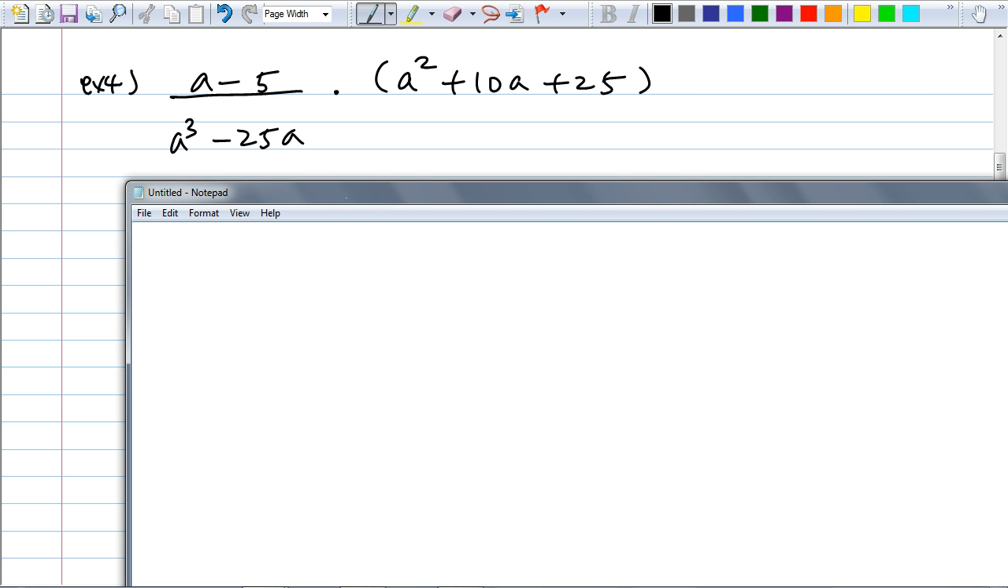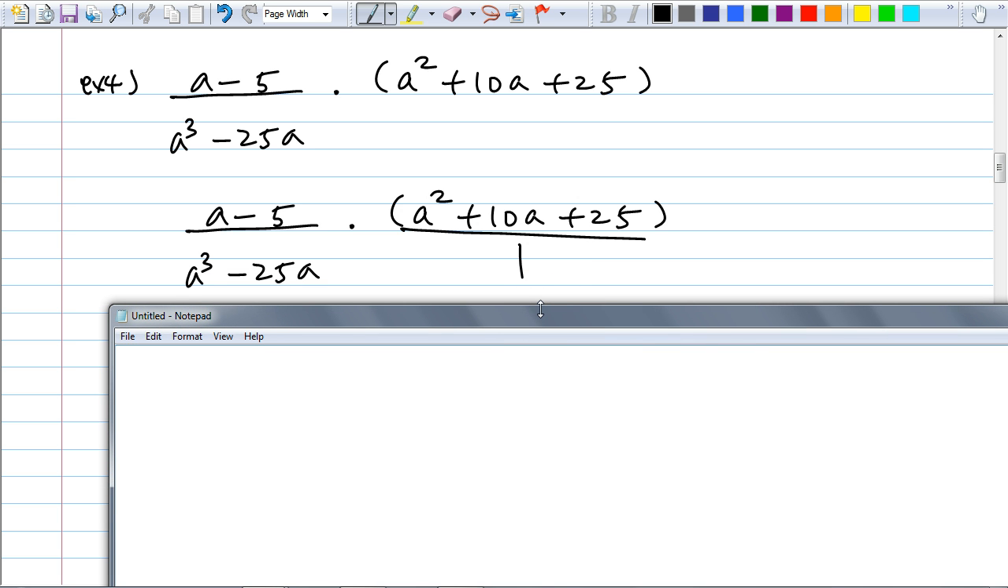Now let's take a look at example 4. Do you think you need to know how to factor things? Yeah. Okay. So I have negative 5 over a cubed minus 25a times a squared plus 10a plus 25 in parentheses. By the way, what is the denominator of that polynomial on the right? 1. So it's a good idea to write it as 1 underneath, because you're multiplying two fractions and you may say, wait, there's nothing on the denominator. There's that invisible 1 there, right?